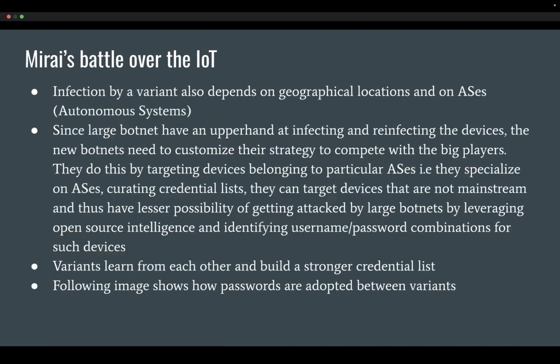All right. So infections by a variant also depend on geographical locations. We have seen that large botnets have the upper hand. Therefore, these smaller players optimize themselves so that they can gain access to a fair share of IoT devices. One of those criteria is targeting devices belonging only to particular autonomous systems. They can target devices that are not mainstream and possibly would not be attacked by the larger players, so they can gain access over them.